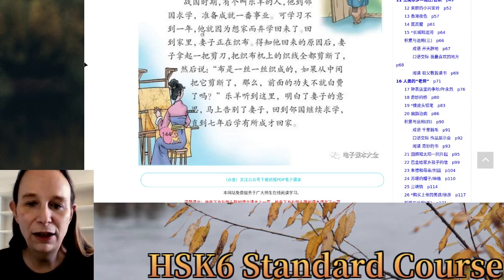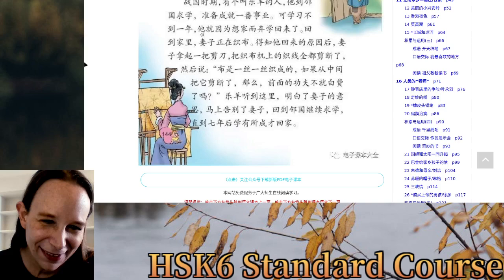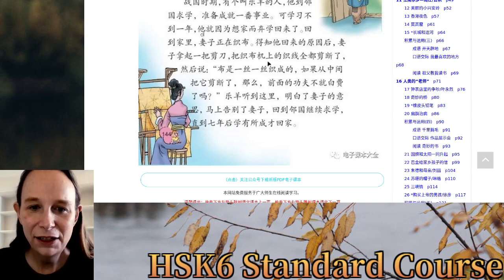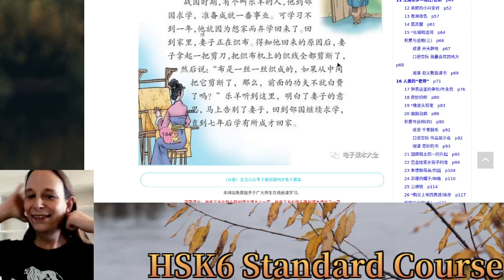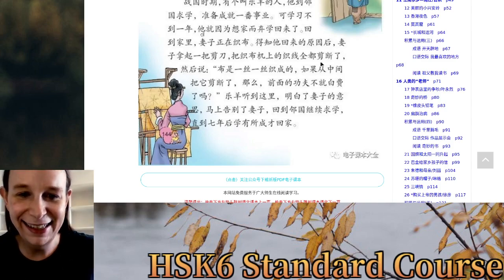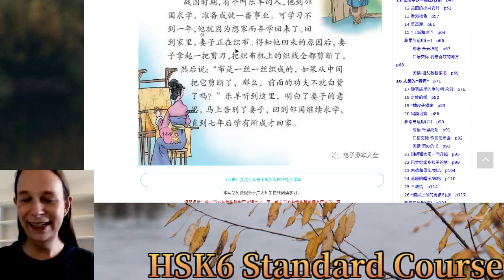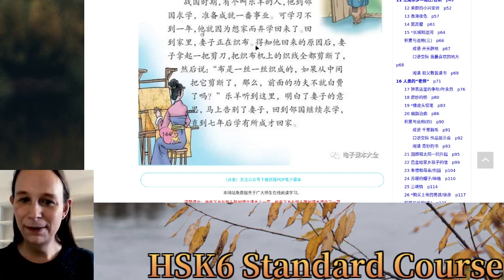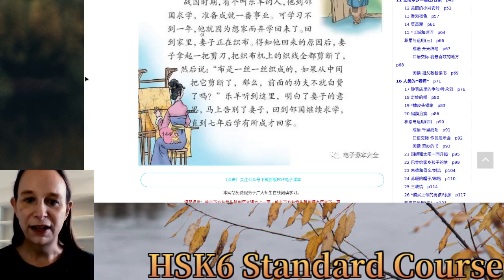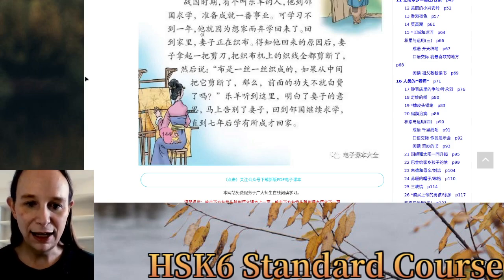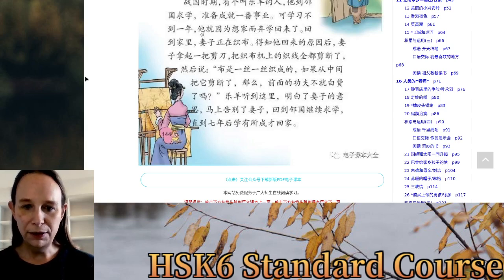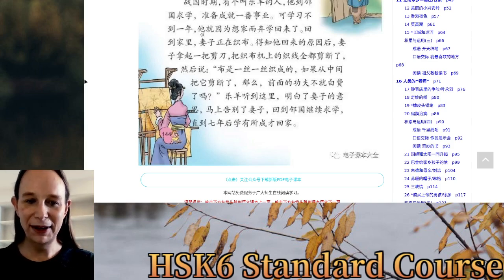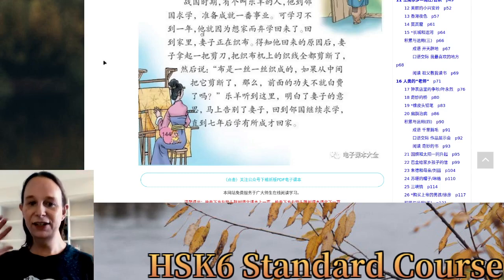得知他回来的原因后，妻子拿起一把剪刀，把织布机上的织线全都剪断了。Okay. So she's very wise. She's teaching her husband a lesson here. Husband comes home without completing his mission, and she's like, what? I'm going to take these scissors and cut all the threads on my loom. 然后说布是一点一点组成的，如果从中间把它剪断了，那么前面的功夫不就白费了吗？ Okay, so this is a rhetorical question. We talked about rhetorical questions in the grammar section not that long ago.